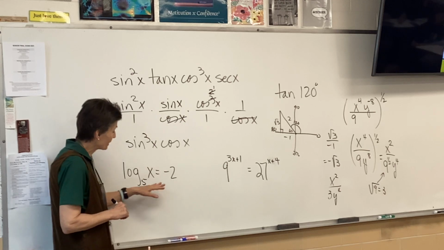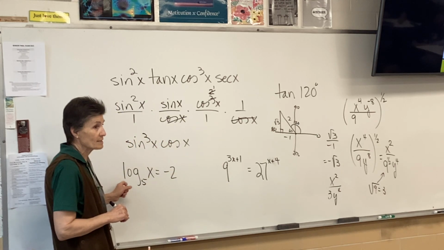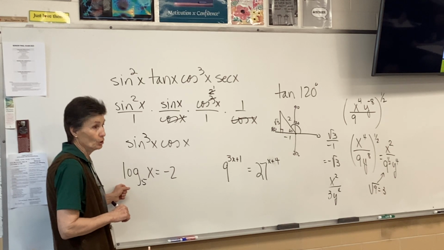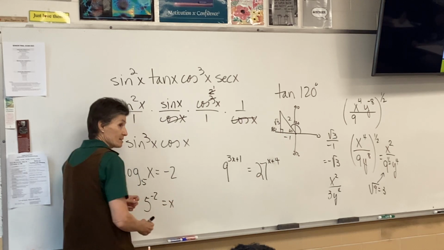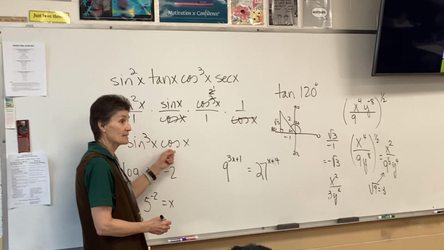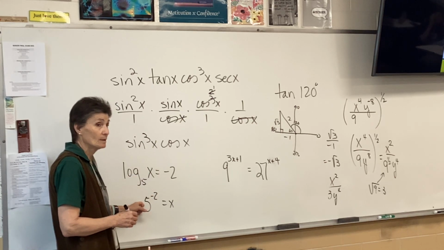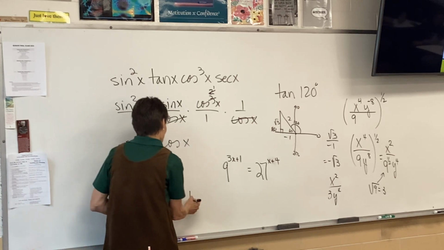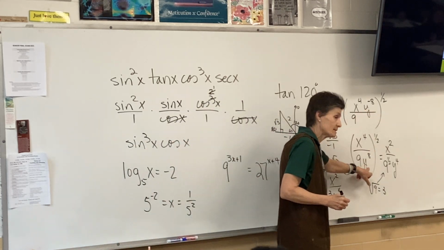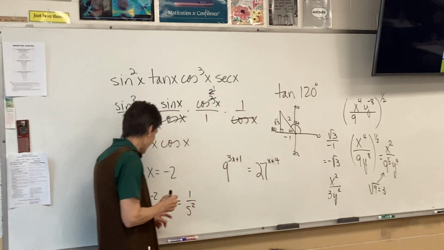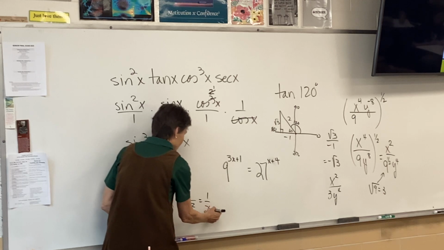Okay, I wrote this one over here. Got a couple of equations here to solve. You may remember how to do this one. This is about a 2-second problem. So it's going to be 5 to the negative 2nd equals x. And then what does that mean? 1 over 5 squared. What do we do with that guy? We bring him to the denominator, right? So the answer is 1 over 25.